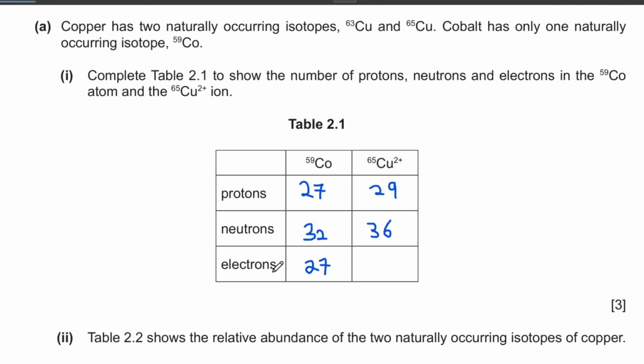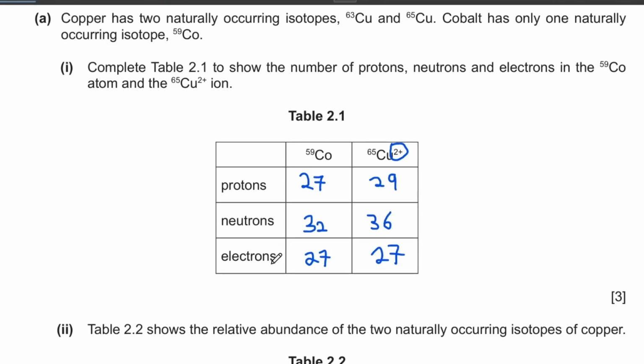Now, the number of electrons. In this case, we have a charge here. This 2 plus means it has lost 2 electrons. So the number of protons and electrons here is not the same because it has lost 2 electrons. So therefore, our number of electrons is going to be 29 minus 2, which is 27. So this is the answer.